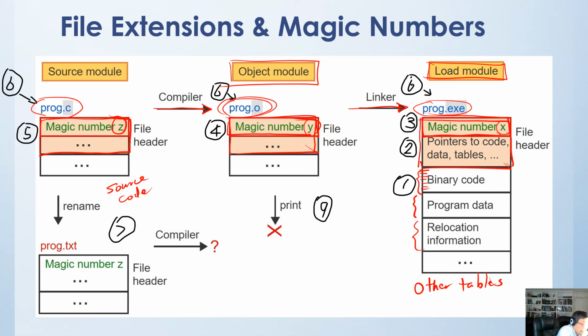Now the type of a file is determined by the magical number, but also by the file extension. Many operating systems use the file extension to tell the type of the file. For example, prog.c tells people that's the source code for the C language. And .o means it's object code after you compile the source code. And .exe means this is executable.